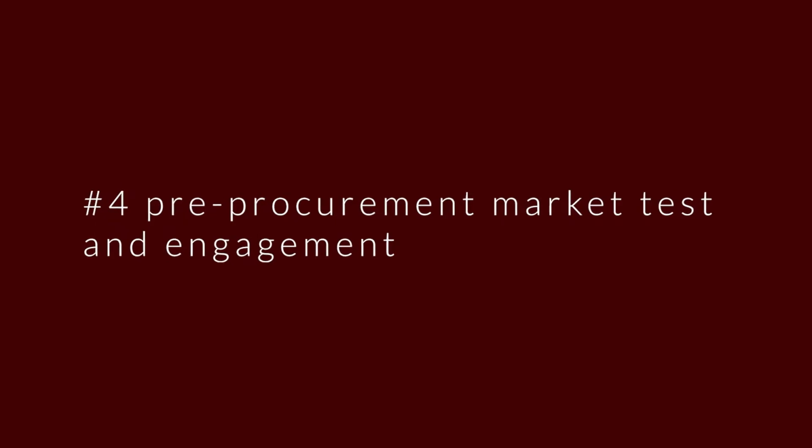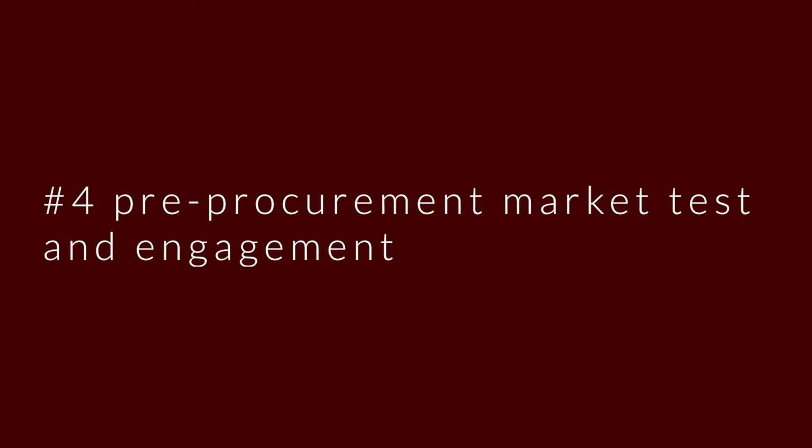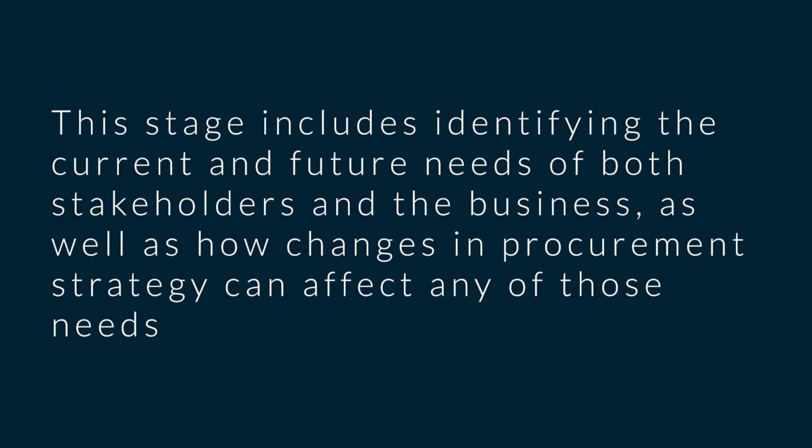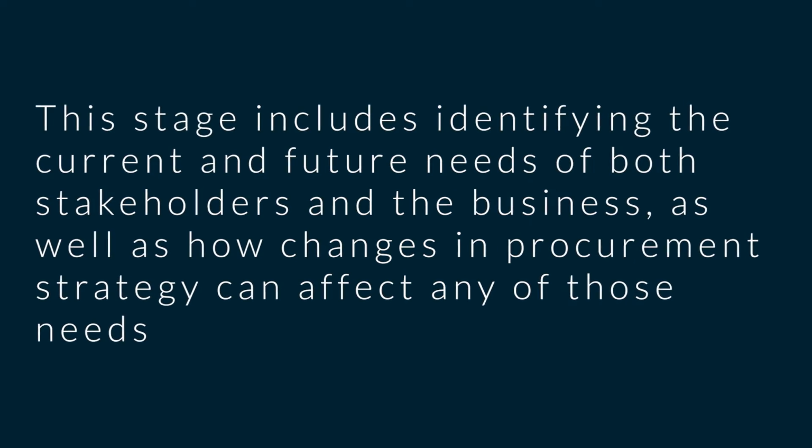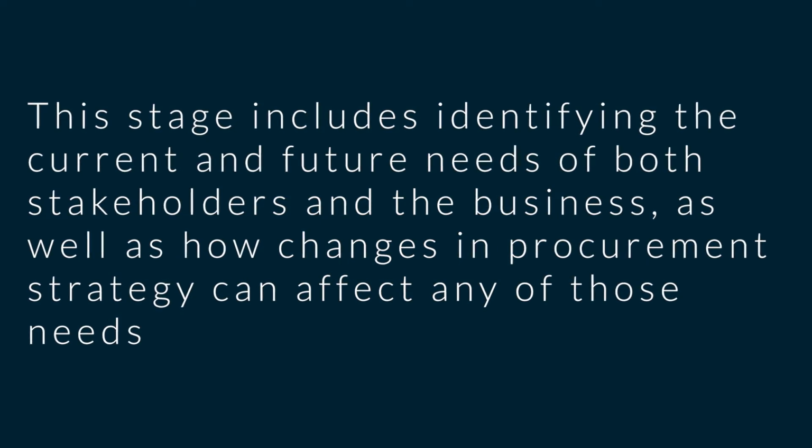Okay, number 4, pre-procurement, market test, and engagement. This stage includes identifying the current and future needs of both stakeholders and the business, as well as how changes in procurement strategy can affect any of those needs. What you're actually doing here is, you're like, okay, we're about to go to the market. But before we go there, last check: is this what was required as far as the business need is concerned? Is this what the stakeholders wanted? Is this what you actually want? You're basically just doing your final checks and then you go to the market.